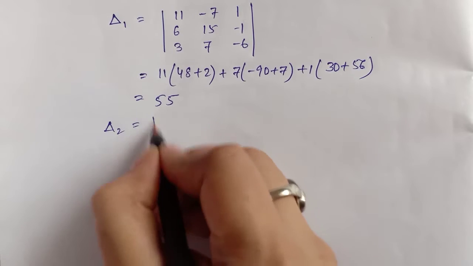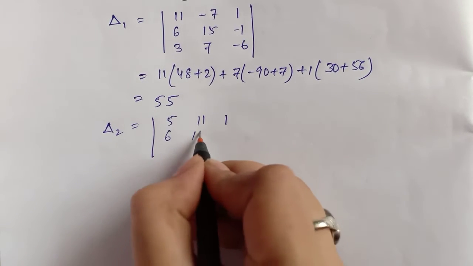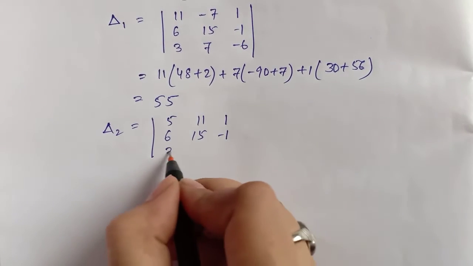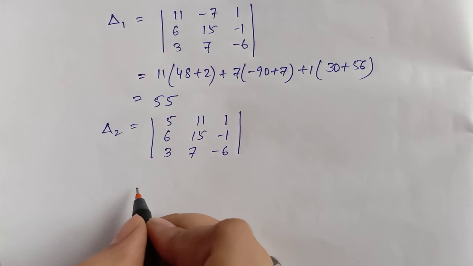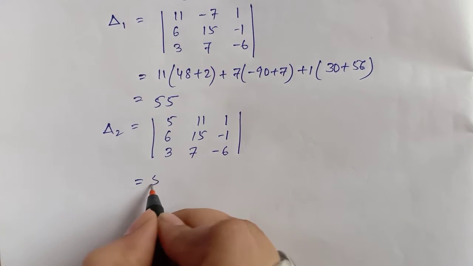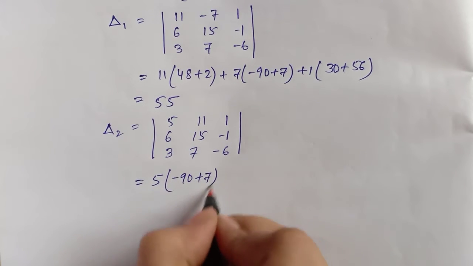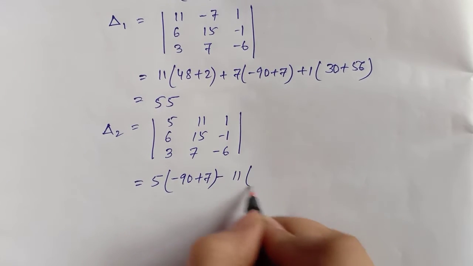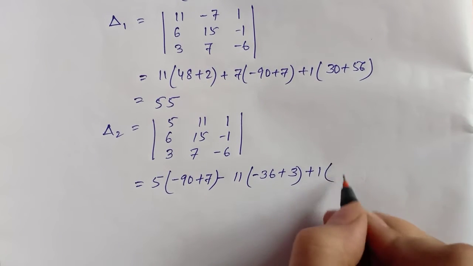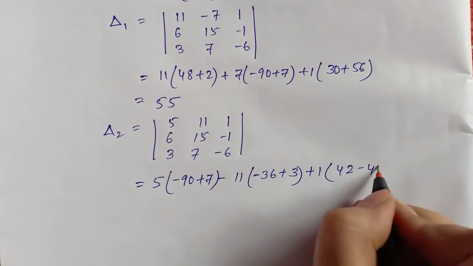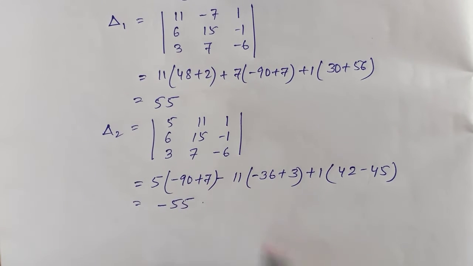Now for delta 2, we have 5, 11, 1, 6, 15, minus 1, and 3, 7, minus 6. This gives us 5 into minus 90 plus 7, minus 11 into minus 36 plus 3, plus 1 into 42 minus 45. This gives us minus 55.